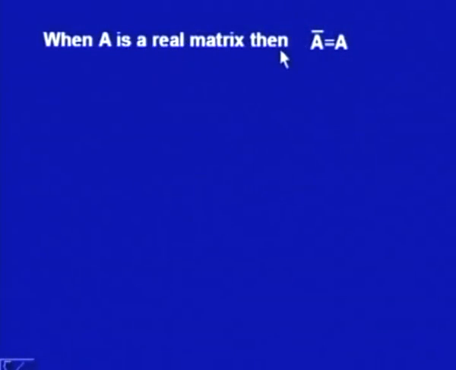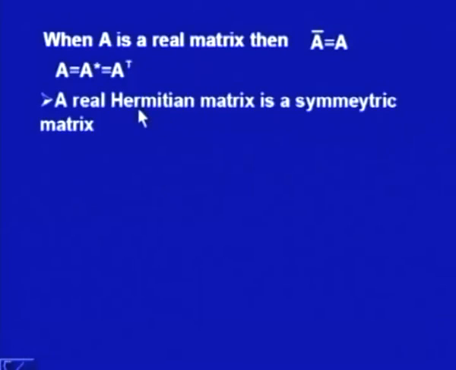And from this one can also derive that when A is a real matrix, then A bar is equal to A, since the conjugate of a real number is the number itself. So this A star reduces to A transpose. When A happens to be a real matrix, then A is equal to A transpose for the matrix to be Hermitian, and this means a real Hermitian matrix is a symmetric matrix.